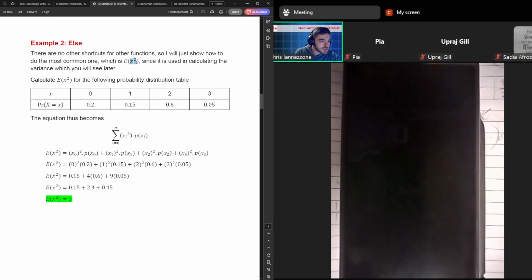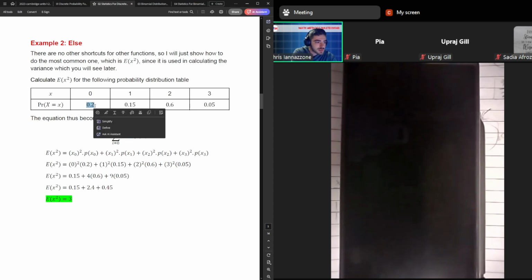Yeah, and if it's non-linear, you don't really have a choice. You just got to deal with whatever's given to you. So this one's pretty common, E of x squared. This one will come up when you're solving for variance, which we'll see a bit later. E of x squared means squaring all these x values before you multiply them.